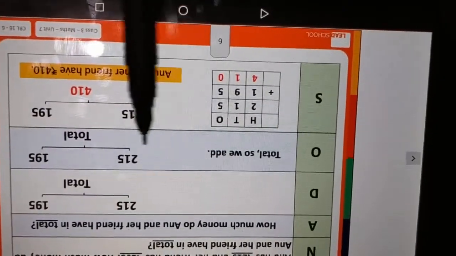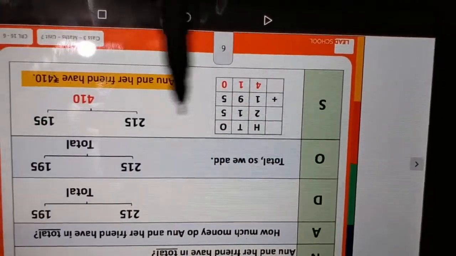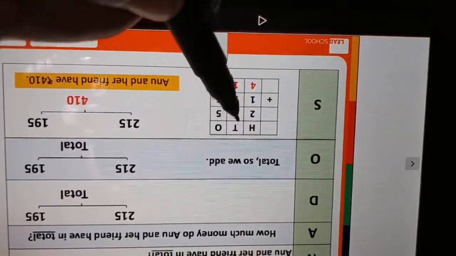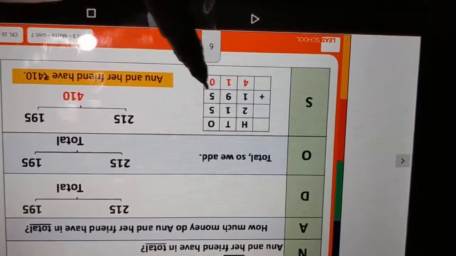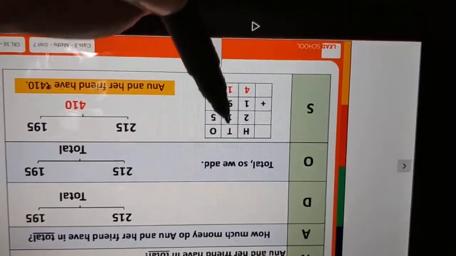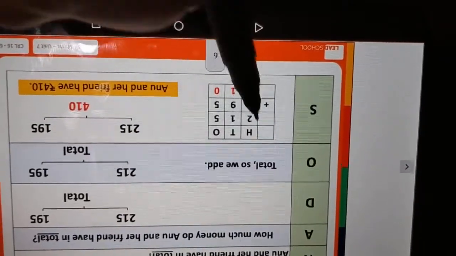So we added 215 and 195. In that 5 plus 5 is 10, we have to write 0 here, 1 is a carryover. 9 plus 1 is 10, 10 plus 1 is 11. So here we have to write 1, 1 is a carryover.